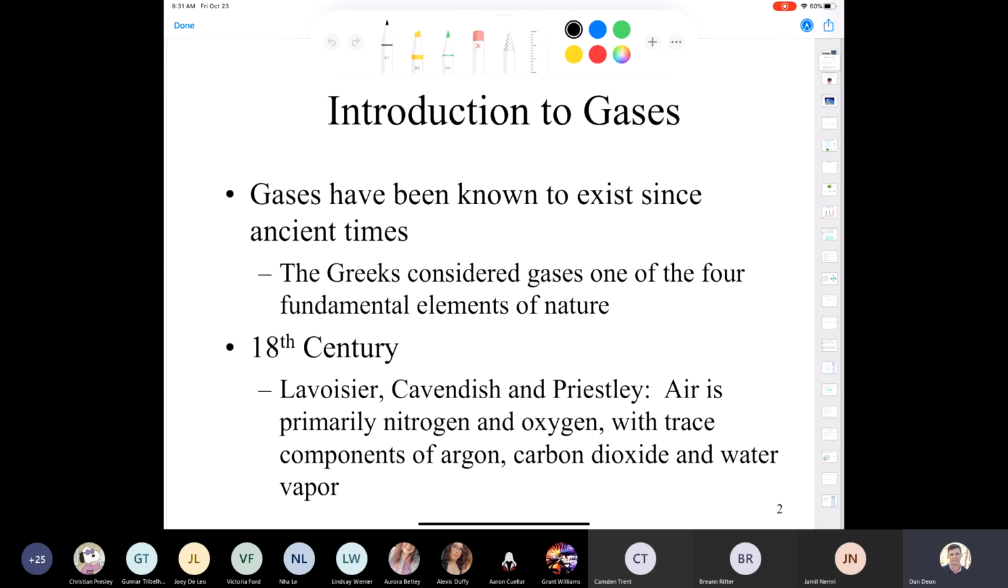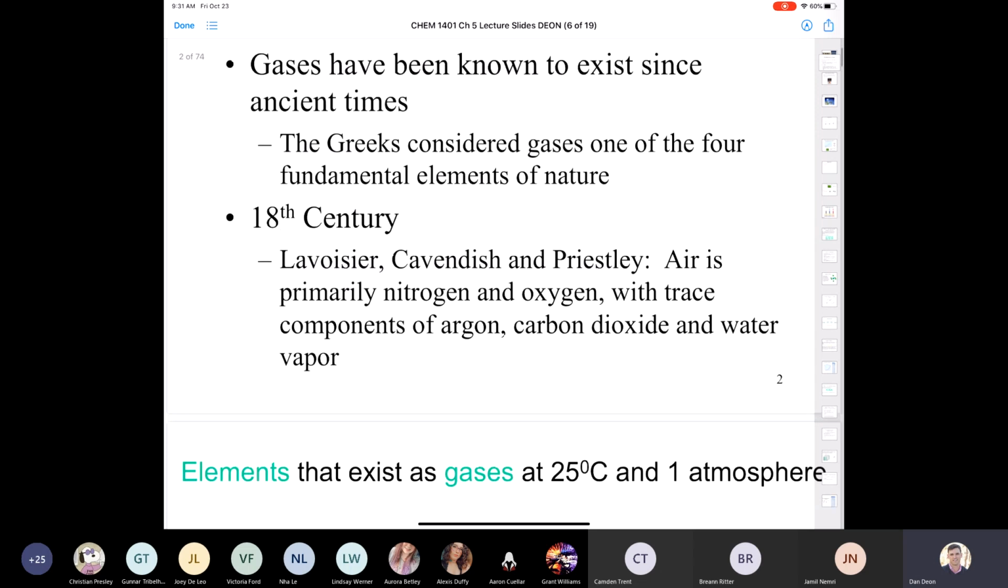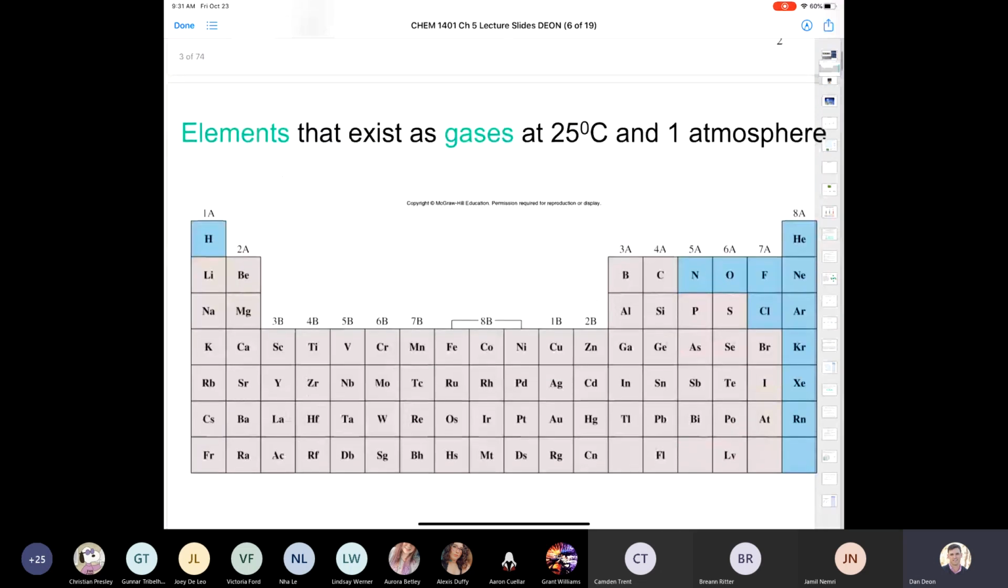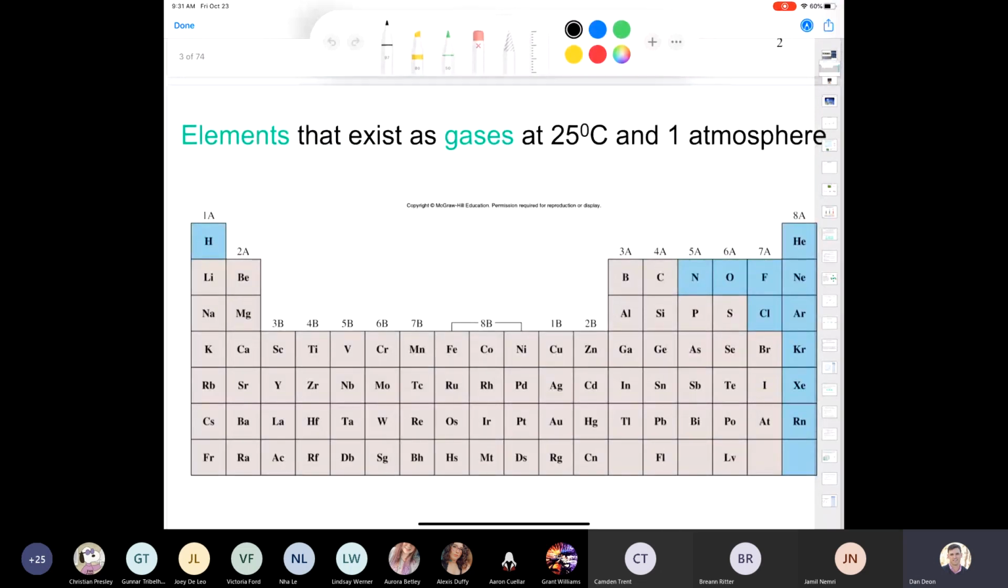And so, again, in the 18th century, these scientists were able to determine the identity of some different gases that are found in the air that we breathe. And if you look at our modern periodic table, you can see it's a minuscule portion of the periodic table that are elements that exist as gases at 25 degrees Celsius, which is essentially room temperature, and 1 atmosphere, which is atmospheric pressure. And those are all of the elements that are highlighted in yellow.